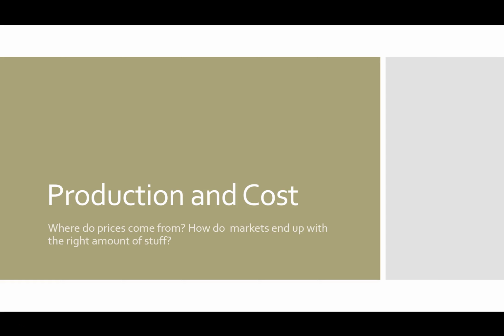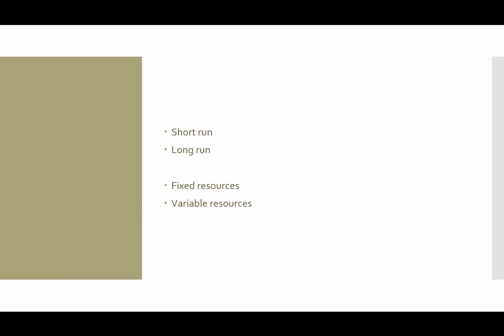So in the last lecture we talked about some of the determinants of supply, those things that help suppliers to come up with what their supply curve is going to be. And production and cost are essentially adding more depth to that. It shows where exactly their costs and then the production levels that they want to set come from, which will, once we put it with demand, help us to figure out how markets end up with that stuff.